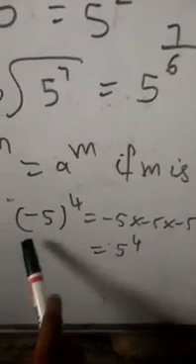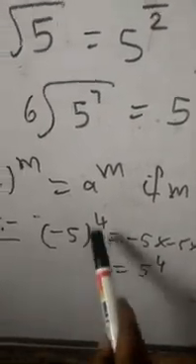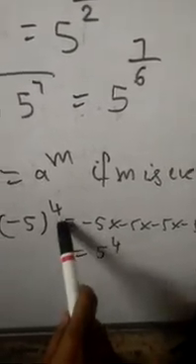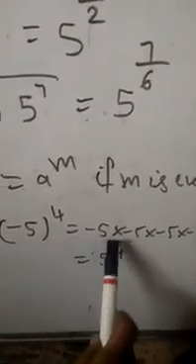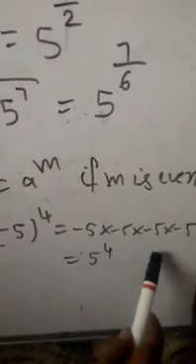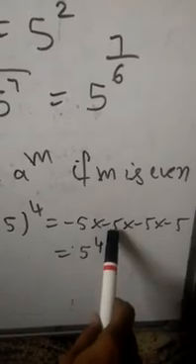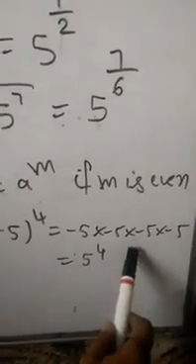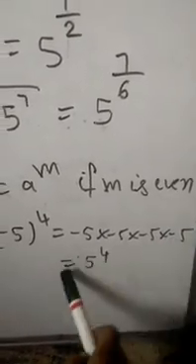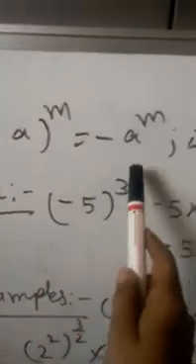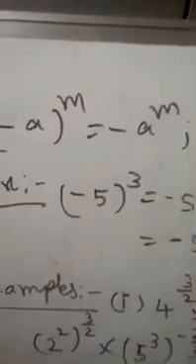Why? Because (minus 5) whole to the power of 4 we can write 4 times, power 4 is there, that's why minus 5 into minus 5 into minus 5 into minus 5. See here, minus into minus plus, plus into minus minus, again minus into minus plus, that's why plus 5 to the power of 4. Next point, if m is odd, (minus a) whole to the power of m equals minus a to the power of m.